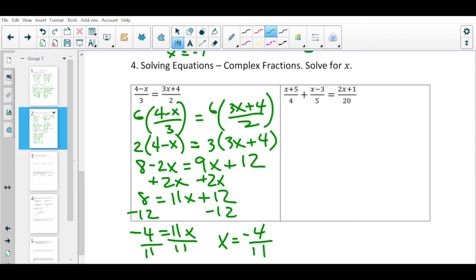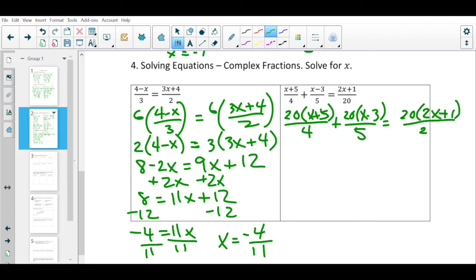Okay. Here we need to multiply both sides by 20. Let's get rid of that fraction. 20 times 2x plus 1 over 20. 20 divided by 4 is 5 times x plus 5. 20 divided by 5 is 4 times x minus 3. 20 divided by 20 is 1, so we just have 2x plus 1.